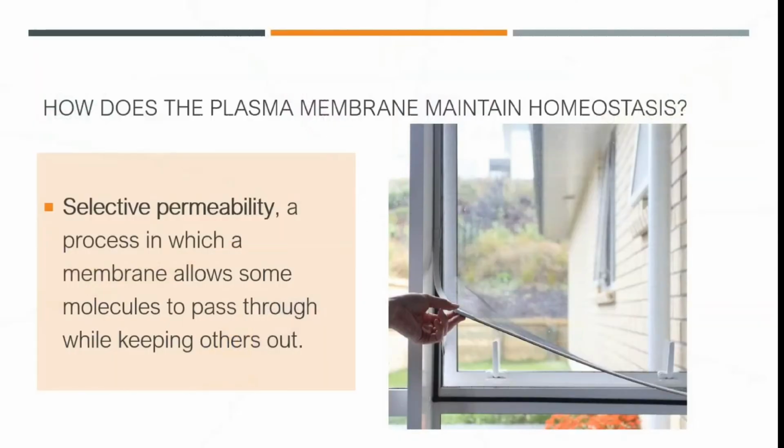How does the plasma membrane maintain homeostasis? One mechanism is selective permeability, a process in which a membrane allows some molecules to pass through while keeping others out. In your home, a screen in a window can perform a selective permeability in a similar way. When you open the window, the screen lets fresh air in and keeps most insects out.